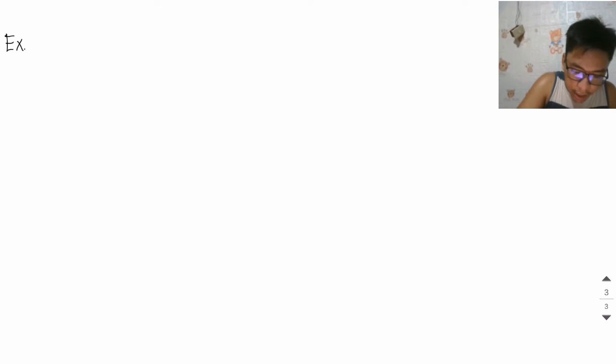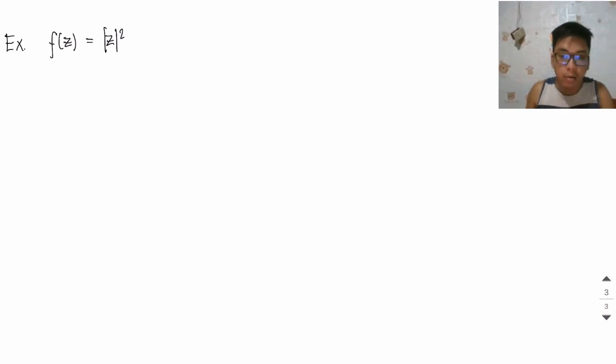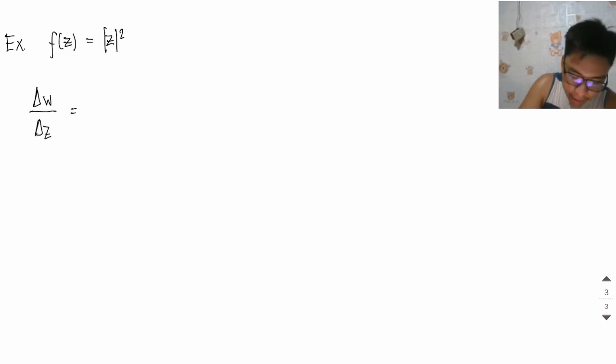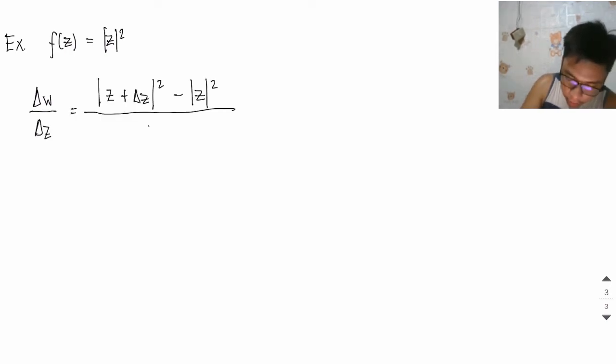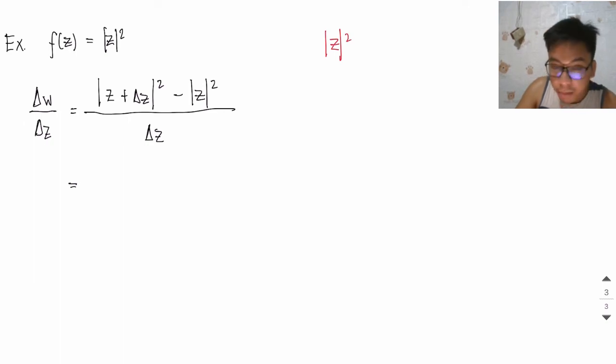Okay, let's consider another example. We have f of z equals the square of the modulus. Meaning that if you have delta w over delta z, that's actually the whole thing over delta z. Recall that if you have a complex number z, the square of the modulus is the same as z times the conjugate of z.